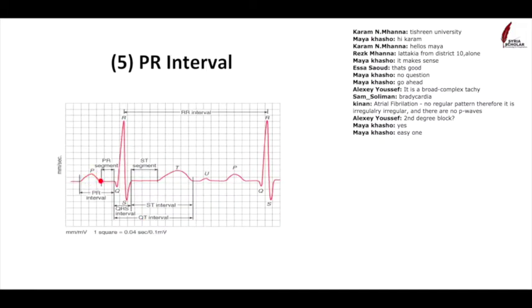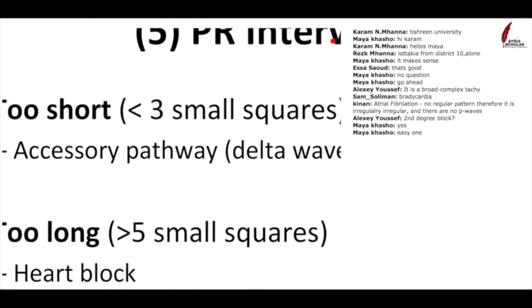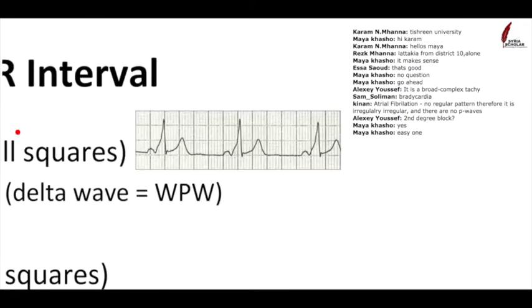Once we've done P waves, we go and look at the gap between the P wave and the QRS complex. It can either be too short a gap or too big a gap. A normal gap between the P wave and the QRS, the PR interval, is between 3 to 5 small squares. If you take this trace, you have your P wave, and then immediately you start your QRS complex. There's hardly any gap at all, so it's far less than 3 small squares. So this PR interval is too short.